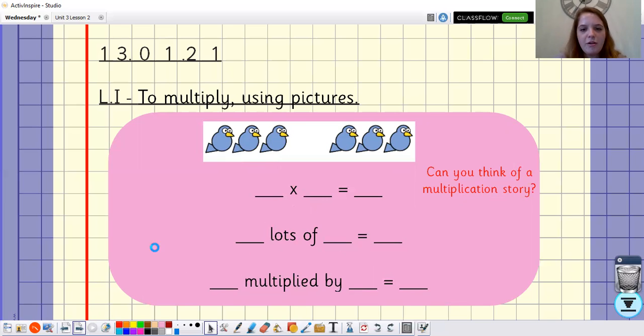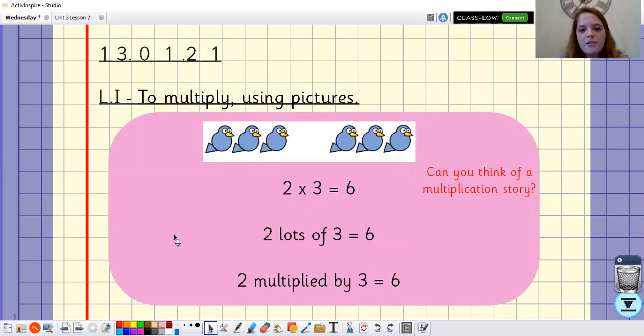Okay, let's go through our answers then. So here we have 2 multiplied by 3. Again, we can say 2 groups of 3. Here we have 2 lots of 3, which is the same as 2 groups of 3, and 2 multiplied by 3. And again, the total of the birds is there are 6 birds.